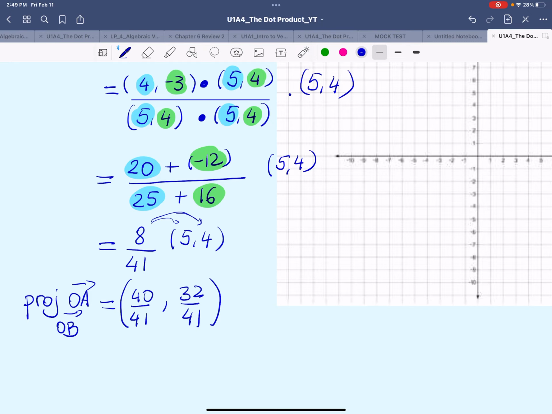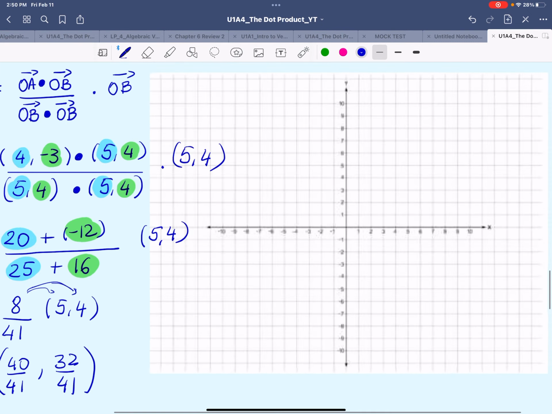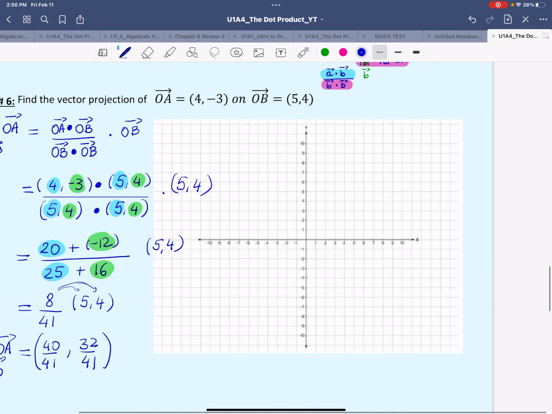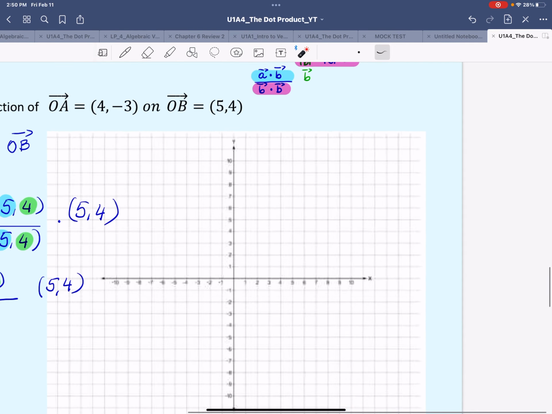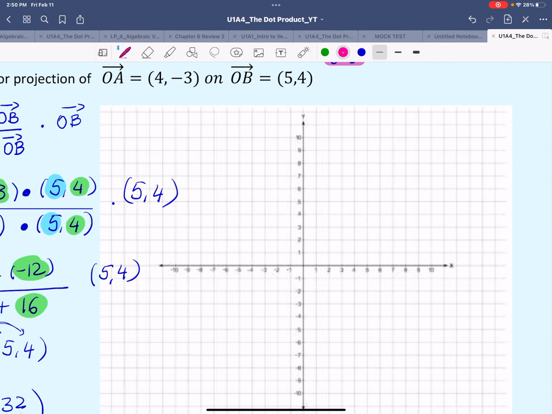So why don't we take a look at these two vectors on the Cartesian plane and see how exactly this happened? How did we get these coordinates for the projection? Does it really work? So here we go. We're going to draw the vector OA. Coordinates of OA are 4 and negative 3. So it seems that vector OA is right here. Now we have vector OB with coordinates x 5 and y 4. So that would be right here. So I will call this B, and this one is A, and I'll draw the arrows to make this look nice and pretty.